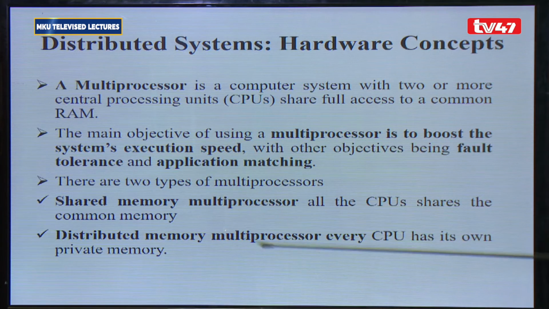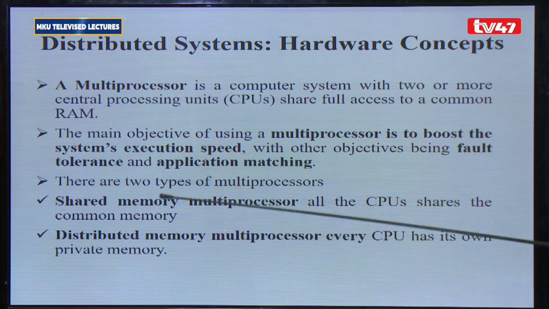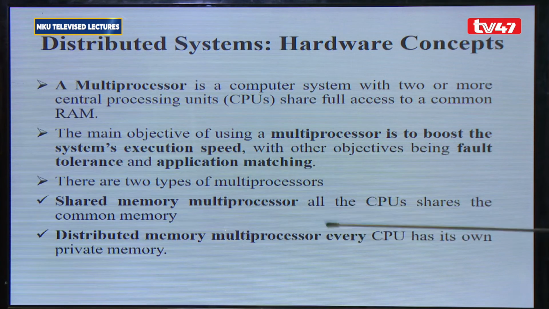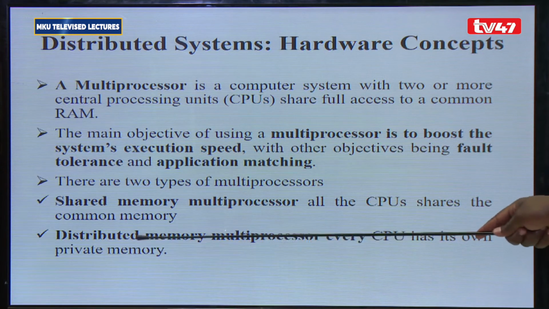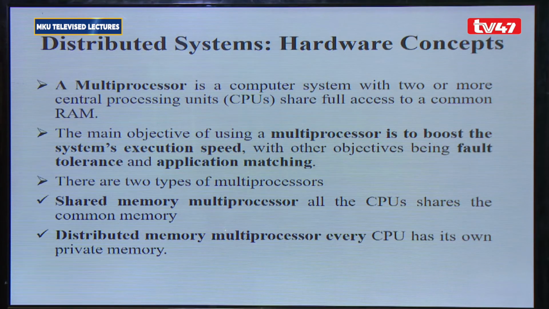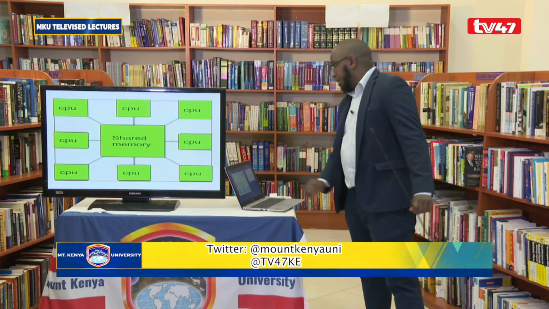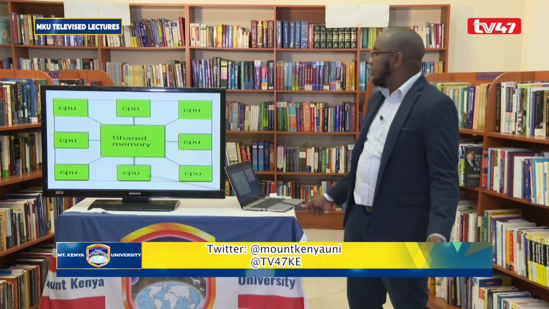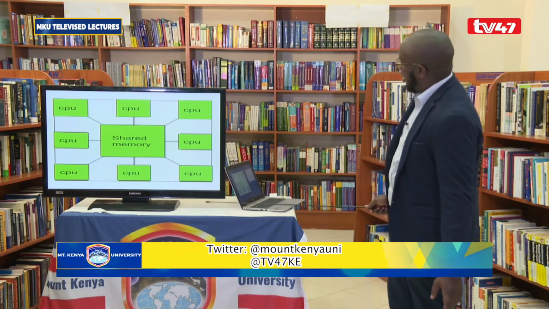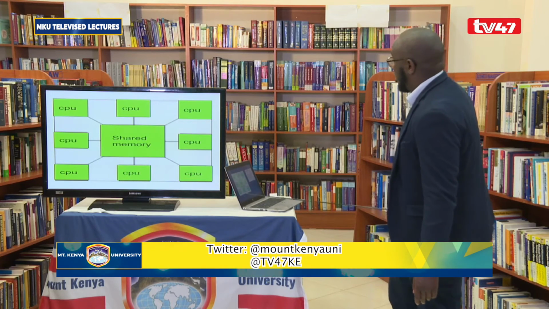So a common memory. So what's the difference with the other one? The distributed memory has its own private memory. And for distributed scientists like us, we are focusing on the distributed memory multiprocessor. That's our core business.